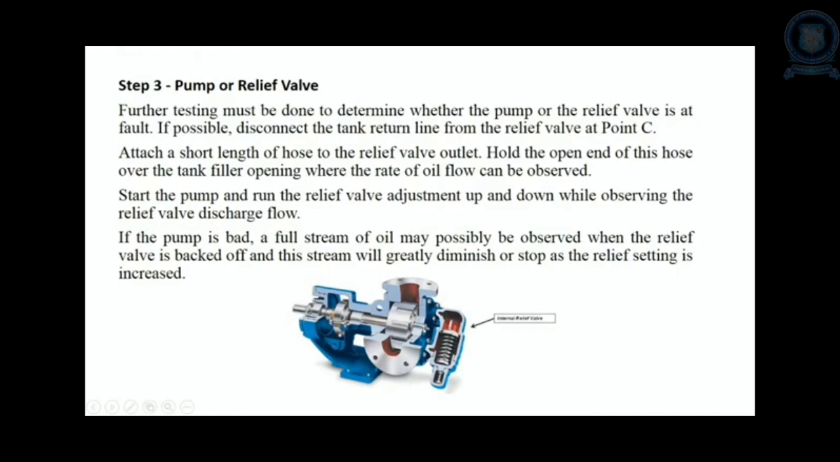If possible, disconnect the tank return line from the pump valve at point C. Attach a short length of hose to the relief valve outlet. Hold the open end of the hose over the tank filler opening where the rate of oil flow can be observed. Start the pump and run the relief valve adjustment up and down while observing the relief valve discharging flow.